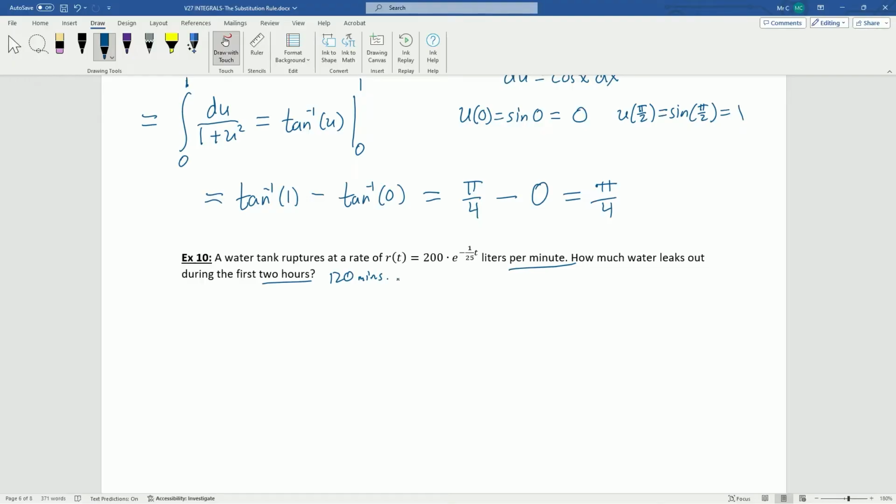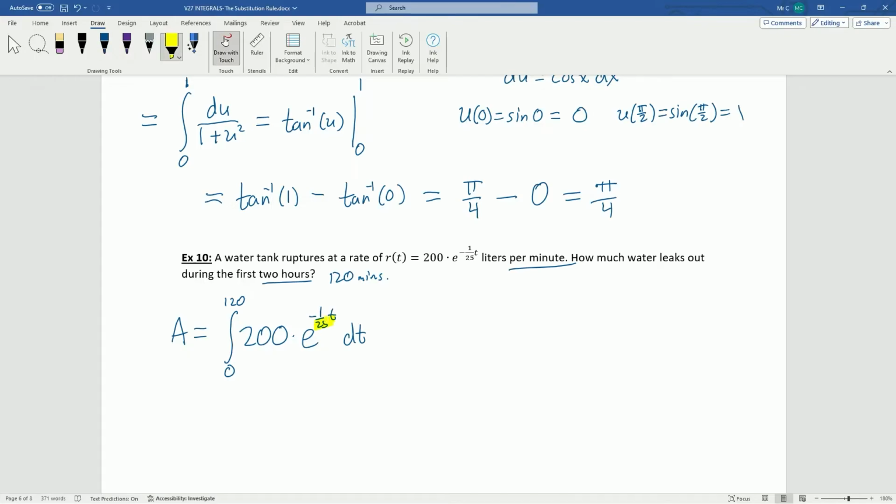Keep an eye out for that stuff in some of your homework problems. It's easy to get tripped up on that. So when I talk about a rate, what I'm asking here, how much water leaks out, is the net change in the water over time. And we know that the integral of a rate of change is net change. So the amount of water that's leaked out is the integral from 0 to 120 minutes of this function, 200 times e to the negative 1 over 25 t dt.